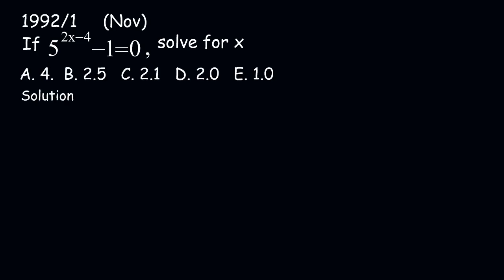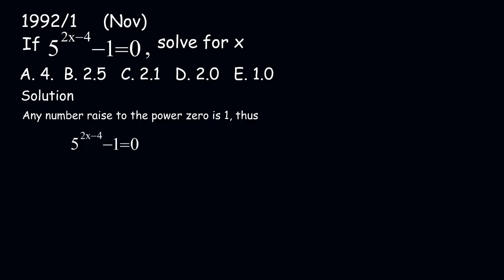Our next question states that if 5 raised to the power of 2s minus 4 minus 1 is equals to 0, solve for s. Now, remember that any number raised to the power of 0 is equals to 1. Therefore, 5 raised to the power of 2s minus 4 minus 1 equals to 0 becomes 5 raised to the power of 2s minus 4 minus 5 raised to the power of 0 equals to 0. Now, simplifying our equation further, it becomes 5 raised to the power 2s minus 4 is equals to 5 raised to the power of 0.